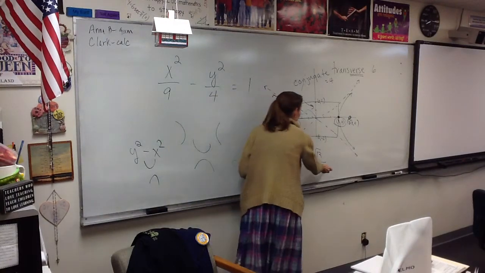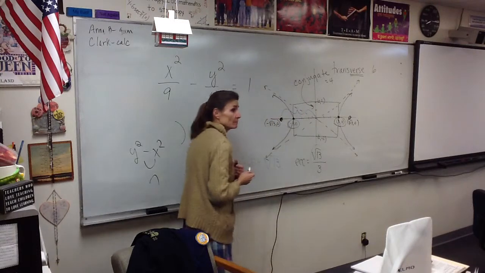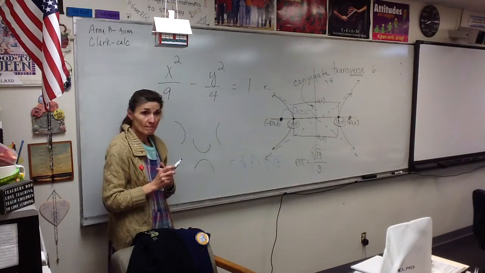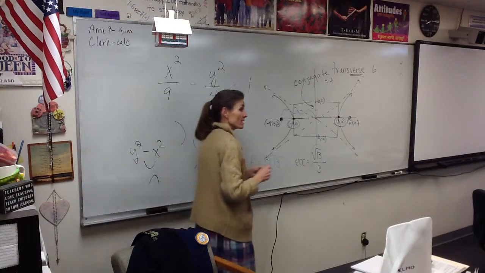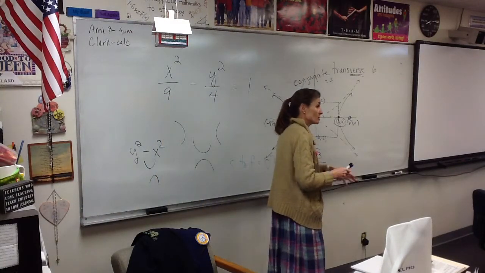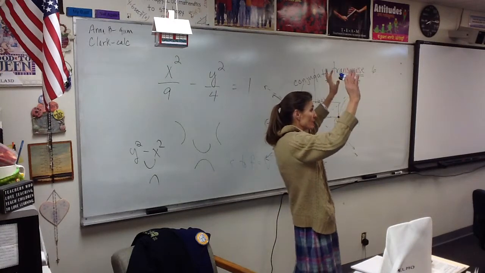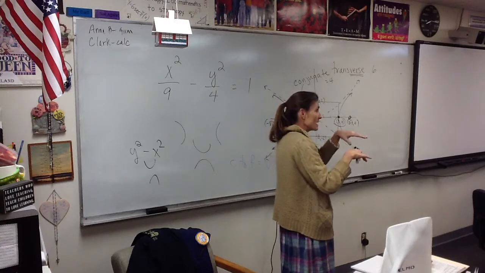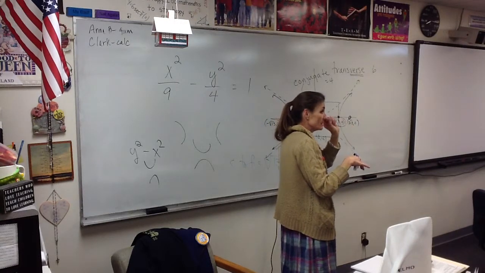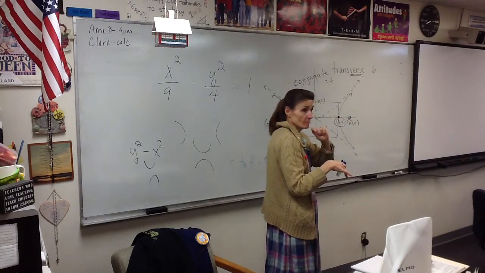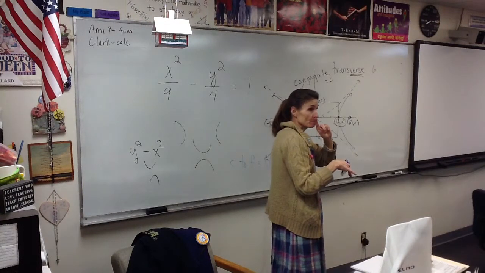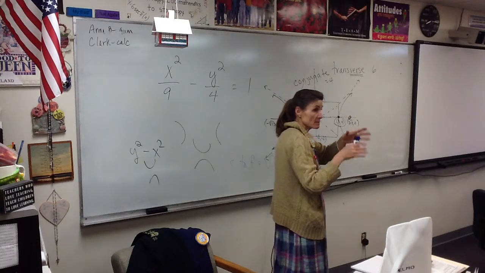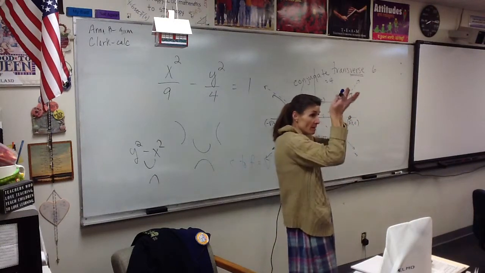Tell me about the size of this fraction. It'll always be greater than 1. So right now, you know the eccentricity of a hyperbola is always bigger than 1. The eccentricity of an ellipse is always less than 1. And the eccentricity of a parabola is 1. Right? Parabola, eccentricity is 1. Ellipse, less than 1. Hyperbola, bigger than 1.